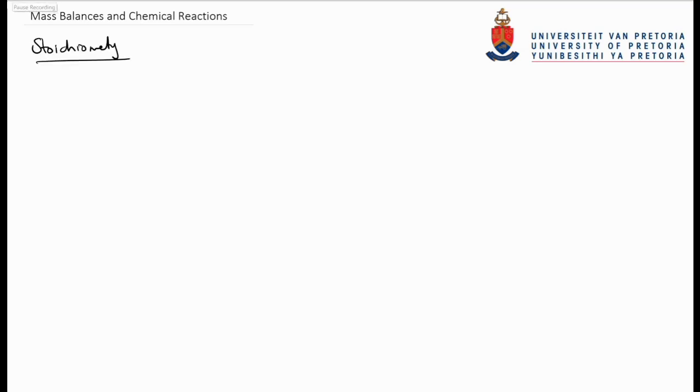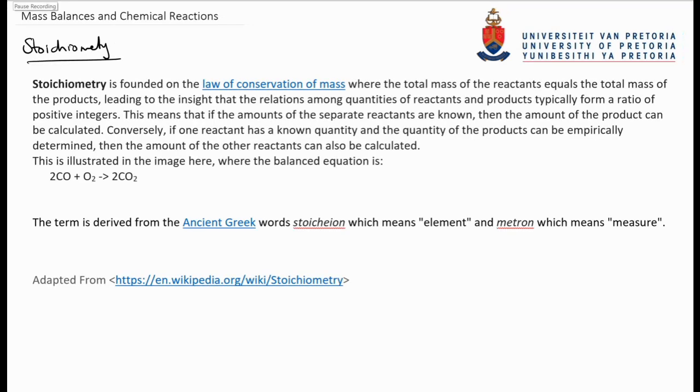Let's start with stoichiometry. Stoichiometry is founded on the law of the conservation of mass and comes from the Greek words stoichio and metron, which mean element and measure, so measuring elements.